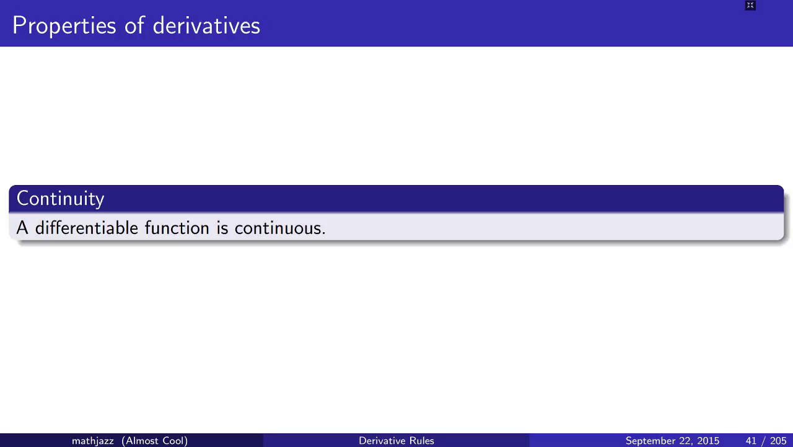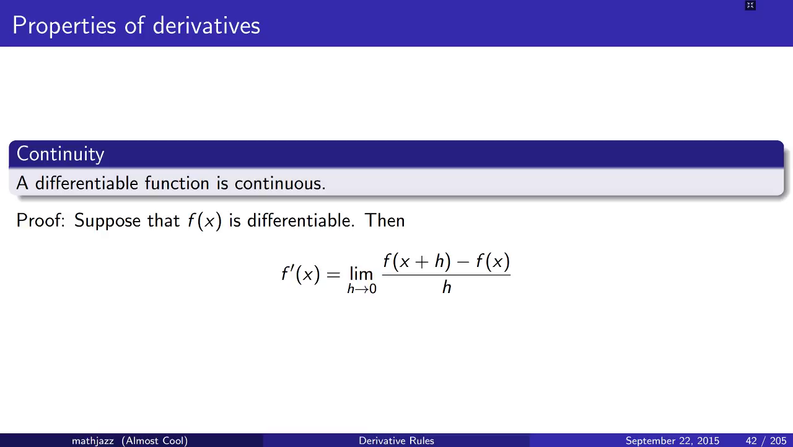Another property we're going to talk about before we wrap up the video is that differentiable functions are continuous functions. So first we're going to suppose that f is a differentiable function. Then we know by the definition of derivative that this equation is true, because otherwise f would not be differentiable.